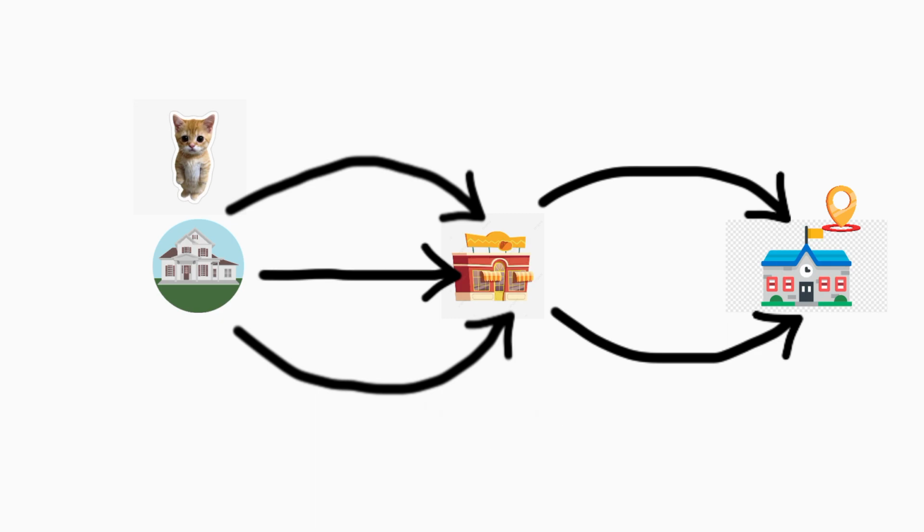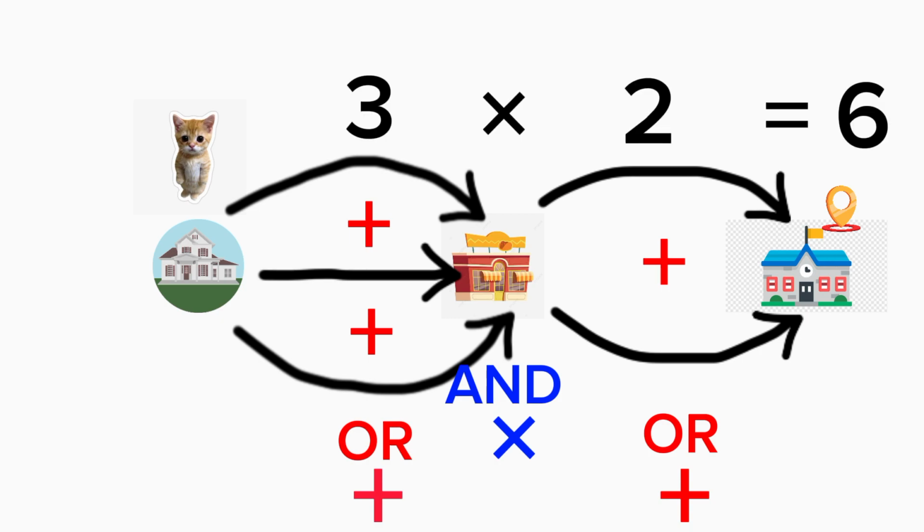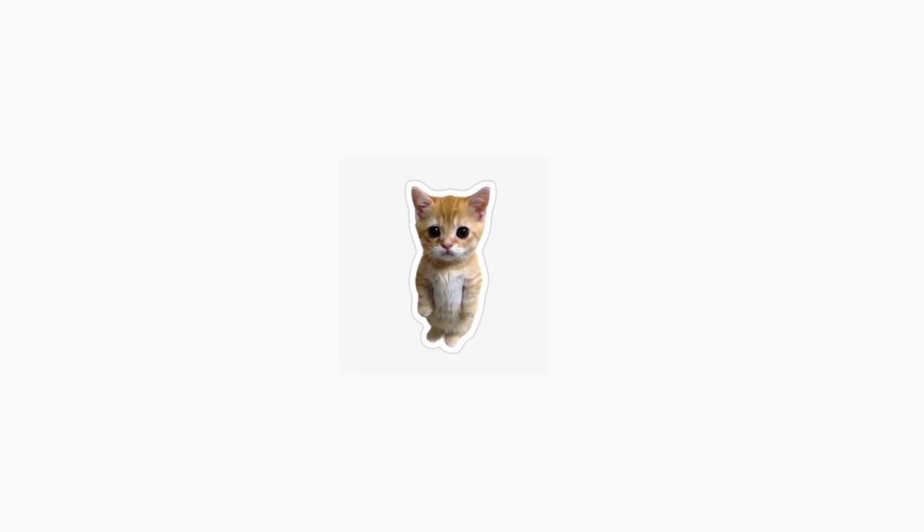So in the rules of counting, we add this and this, and add this and this. This is called OR, which means add. Then this one is called AND, which means multiplication. So 3 times 2 equals 6. It's easy, right? Okay, thank you.